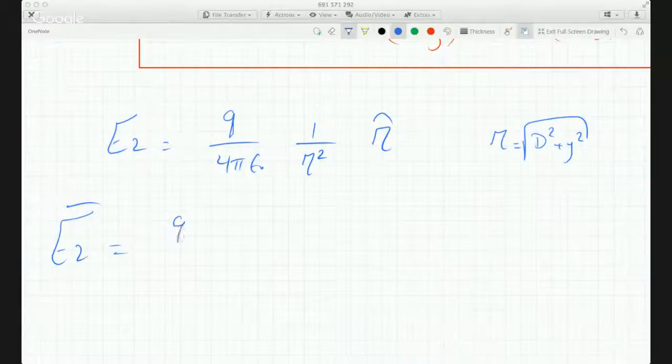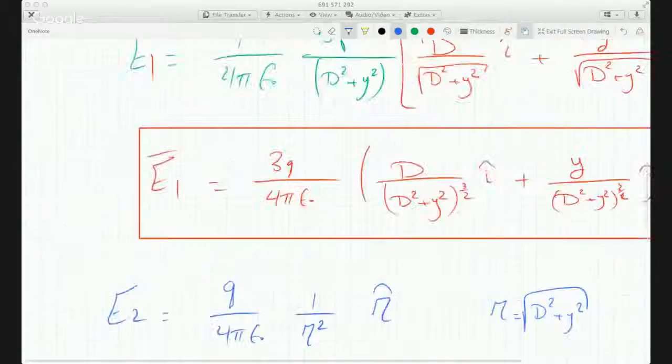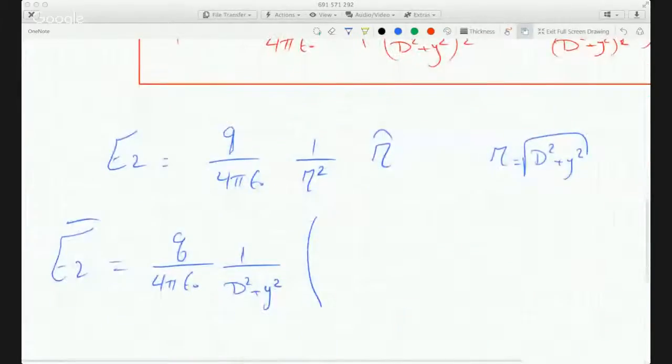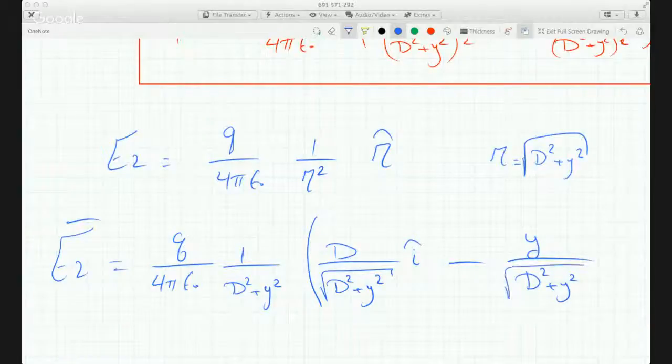And so E2 will be q over 4 pi epsilon, right? 1 over d squared plus y squared. Cosine phi will get you d over the separation vector in the i minus y over the separation vector in the j. Sorry, square root of the separation, square root of the, because it's squared.